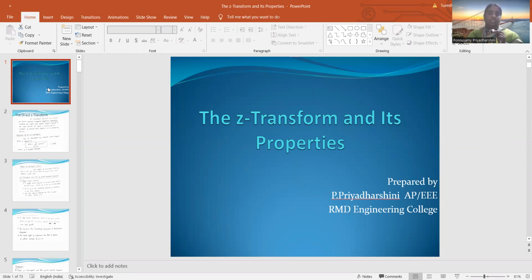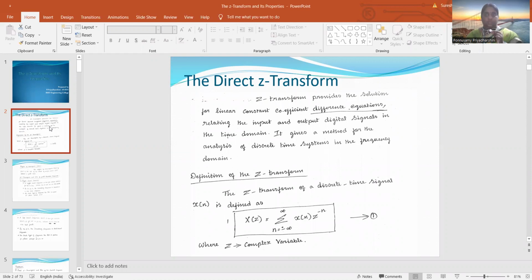And today we are going to see the topic from the subject Digital Signal Processing. The topic is Z transform and its properties. So, what is Z transform? It is a transformation which is used to analyze discrete time systems. So, the definition of the Z transform, how to analyze the signal.